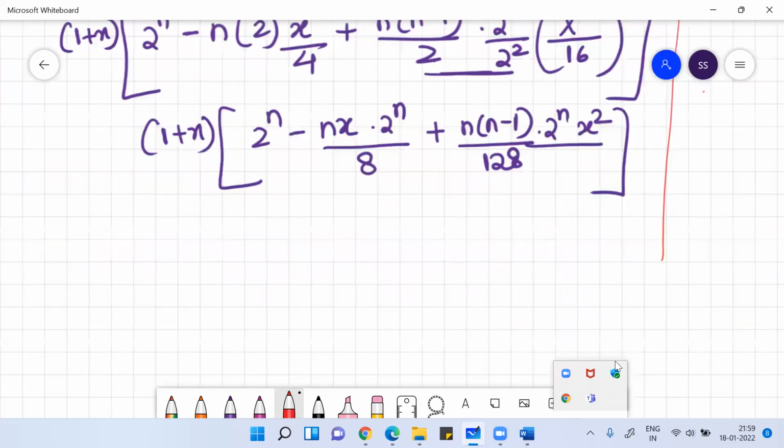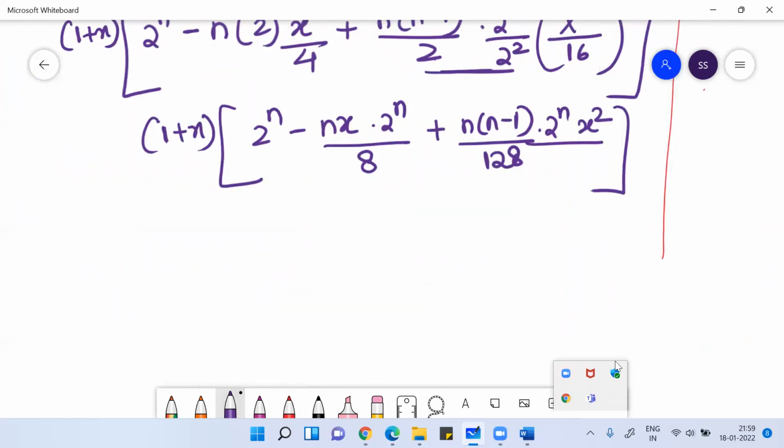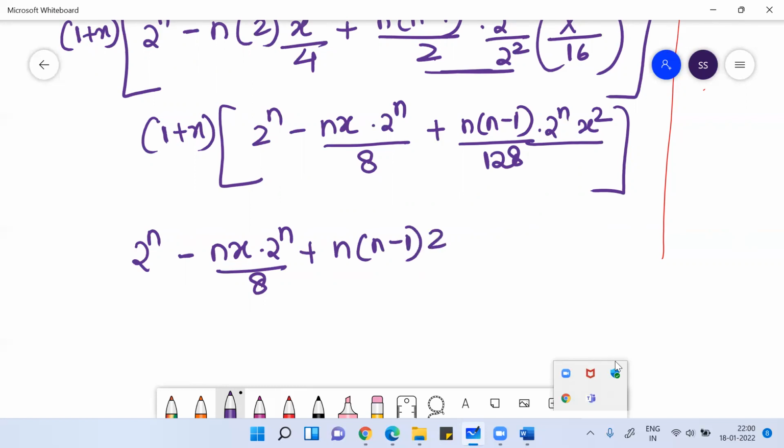Now, going further, I can write this. If I take LCM, should I take LCM? Okay, leave it. Don't take LCM. If I open the bracket, you will get 2 to the power n minus nx into 2 to the power n by 8 plus n into n minus 1 into 2 to the power n by 128 into x square.